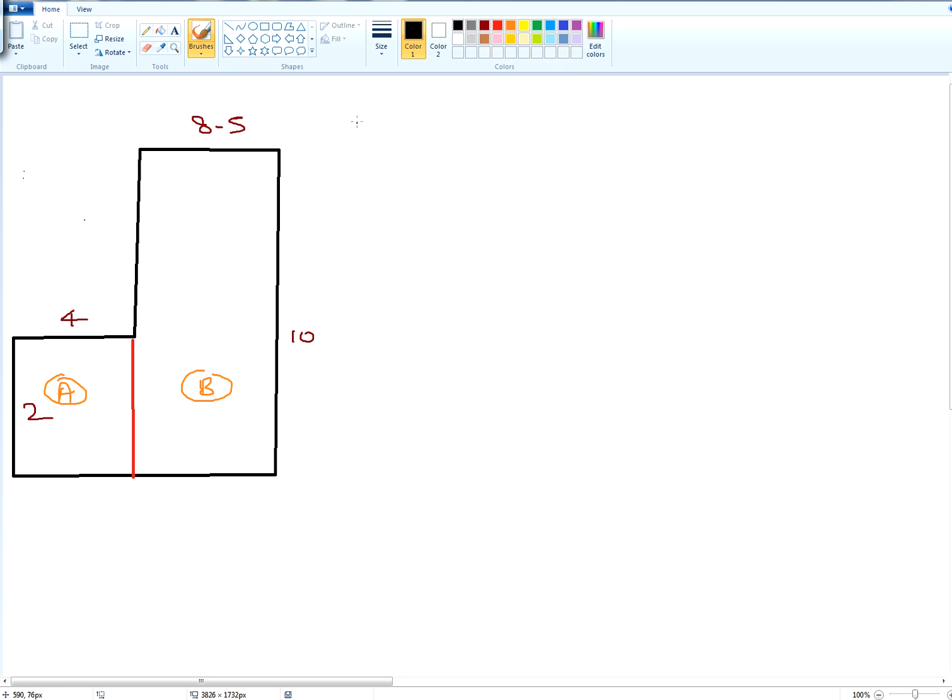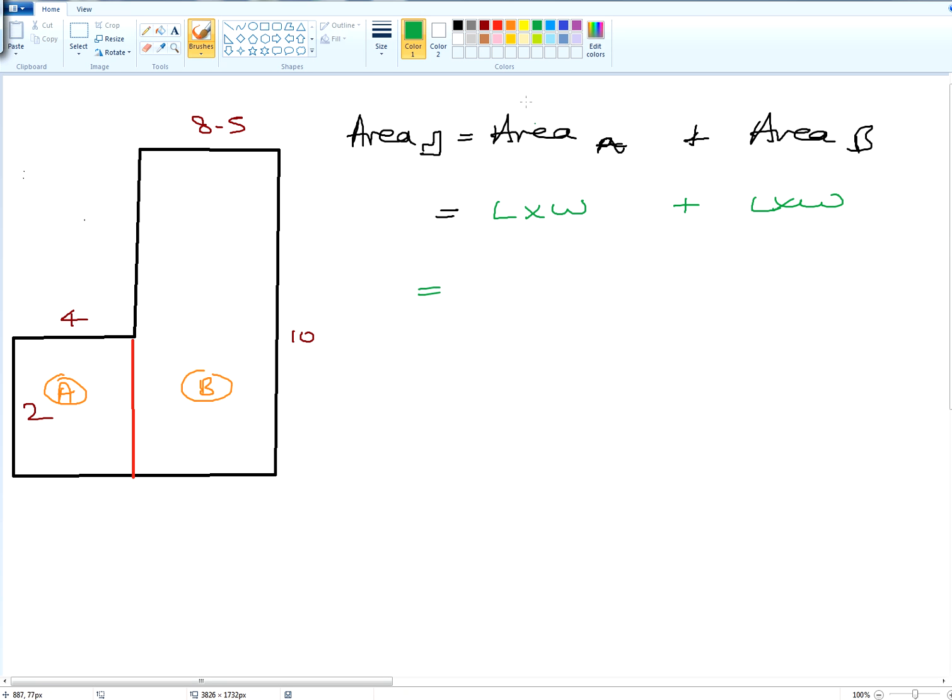So if I want to work out the area of the shape, let's say the area of the whole lot is equal to the area of A plus the area of B. Now the area of A, because it's a rectangle, will be what? Area of a rectangle will be length times by width, because they're both rectangles.